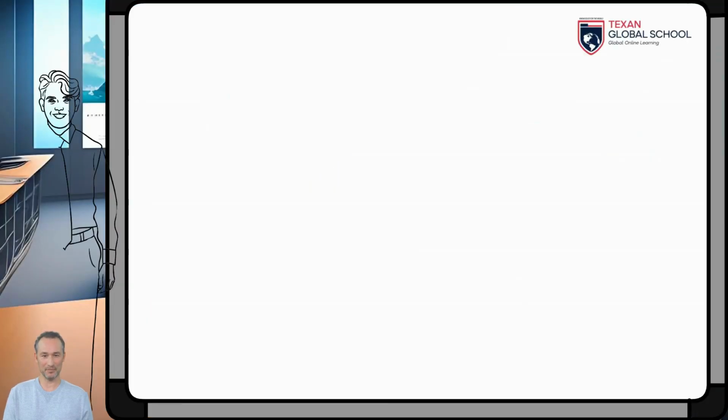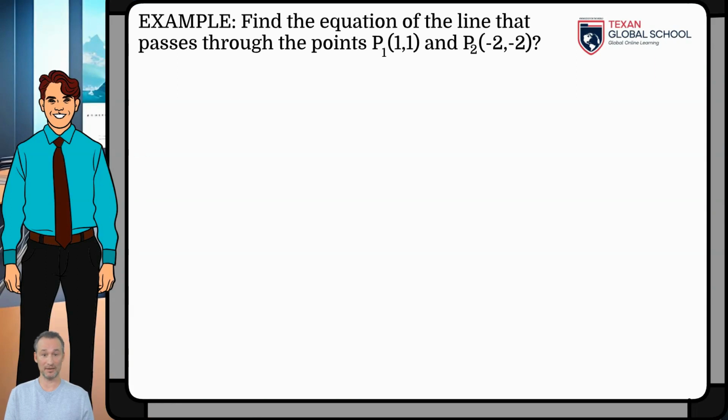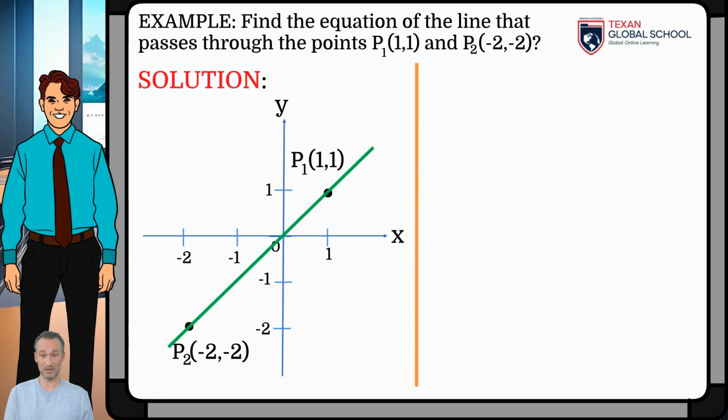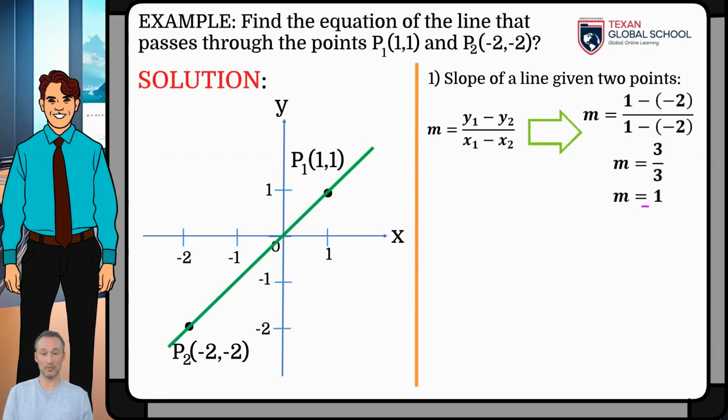In this other example, find the equation of the line that passes through the points P1 of coordinates 1, 1, and P2 of coordinates -2, -2. In this case, we can directly graph the line, since we have 2 points. Now, using the equation to obtain the slope of a line given 2 points, the slope of this line is equal to 1. This means that the line cuts the quadrant exactly in half, 45 degrees.